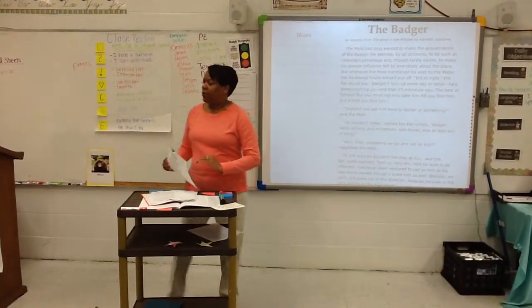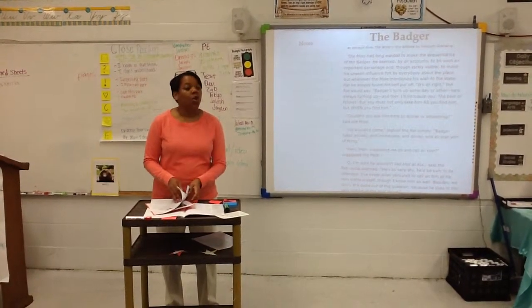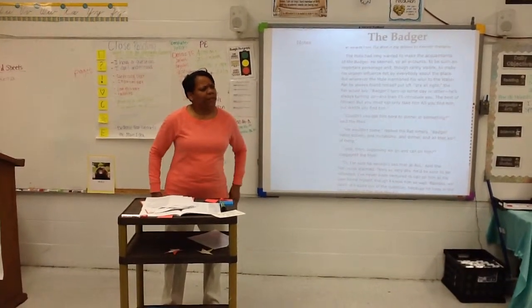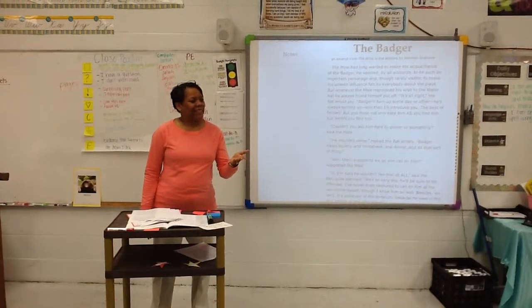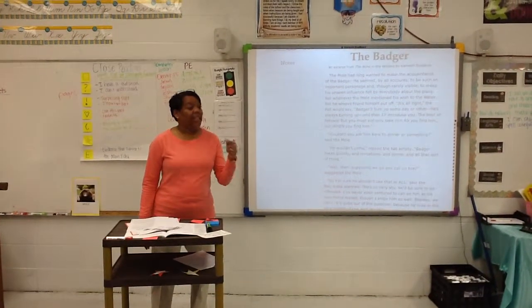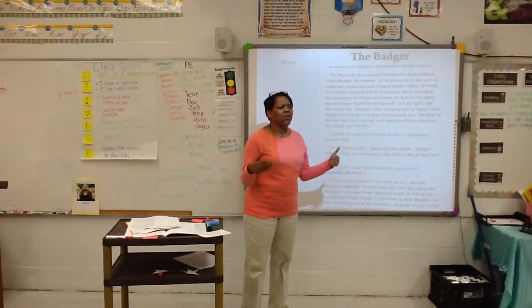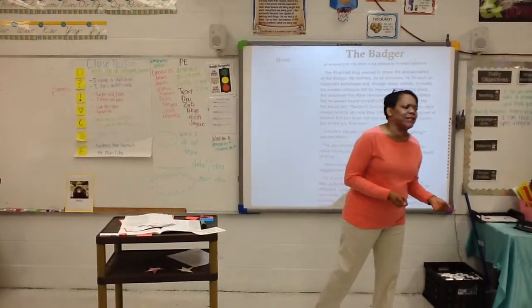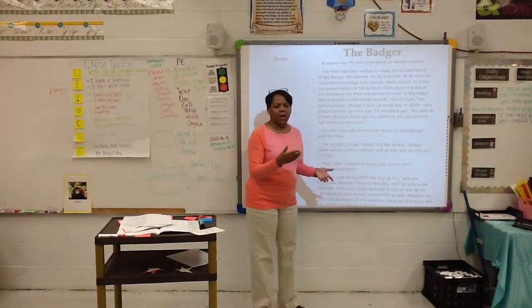Raise your hand if you circled the word. Okay. What word did you circle? Acquaintance. What does acquaintance mean? He's been waiting to see the badger. He's been waiting to see him, waiting to meet him. He's wanting to meet this badger to see what type of person he is. He's been waiting to see the badger. Okay.